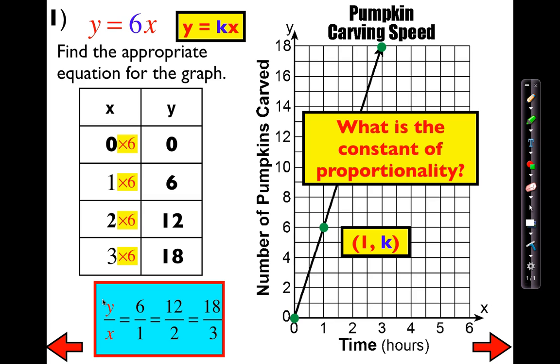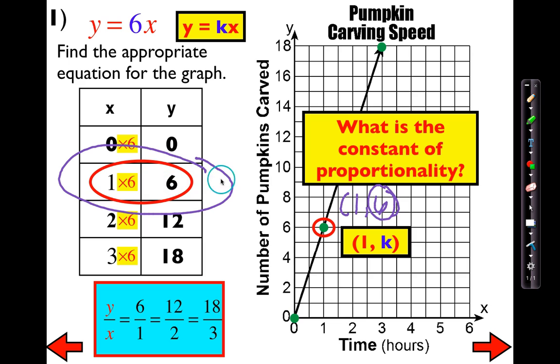So is there another way to find the constant of proportionality? Absolutely. Okay. Another way to find the constant of proportionality is to look on the graph for 1, k. So here it means that in 1 hour, how many pumpkins were carved? Well, we can see in 1 hour, 6 of them were carved. So we could have also seen that as a way to find k. Or could you also have looked at the table? Absolutely. It tells you right here, 6 pumpkins are carved in 1 hour.